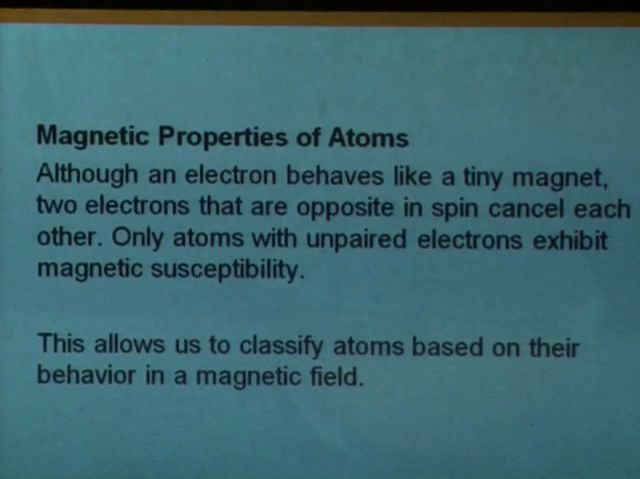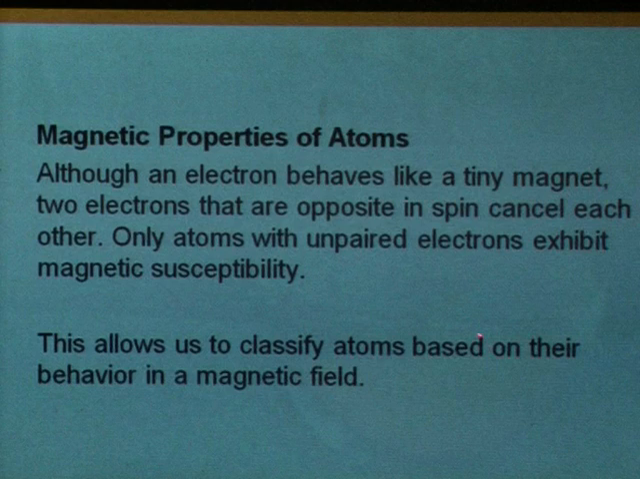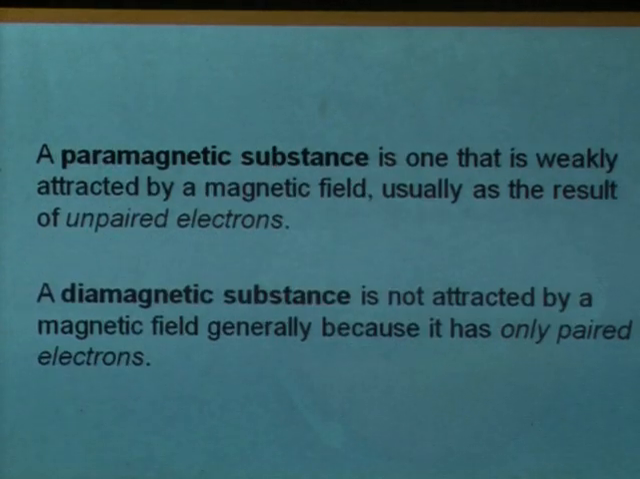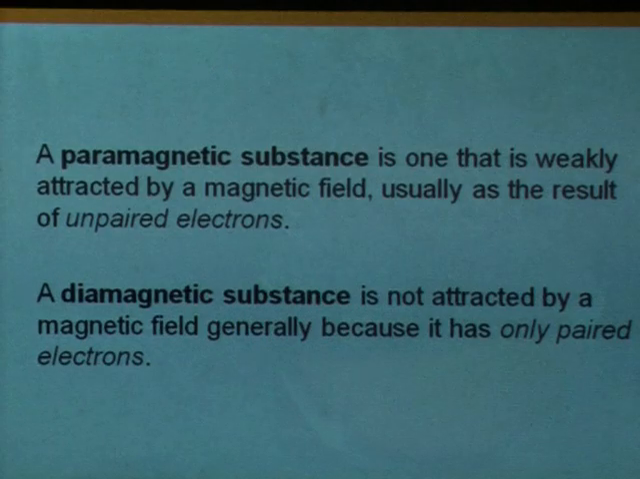We also talked about the magnetic properties. Of course, an electron behaves like a tiny magnet, and the electrons which are opposite in spin cancel with each other. Again, this is not important for a one electron atom, but for others, we can start to classify atoms based on their behavior in a magnetic field. If something is weakly attracted by a magnetic field, usually this is due to an unpaired electron, and this is called paramagnetic. If you have only paired electrons, this is called a diamagnetic substance. So this is how the magnetism comes in.